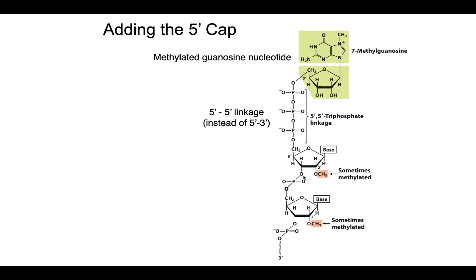The 5' cap: here we have the 5' end of the RNA, so the beginning of the RNA that's being made. The 5' cap here is a methylguanosine. So it's a nucleotide, but it's been modified. It's been methylated. And now it's added, instead of 3' to 5', it's added 5' to 5'. So we have this 5' phosphate, phosphate, phosphate group 5'. That's an unusual linkage, and that unusual linkage protects the 5' end of that messenger RNA from degradation by exonucleases.